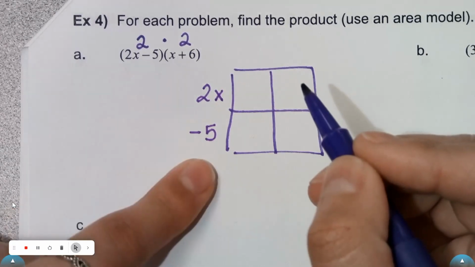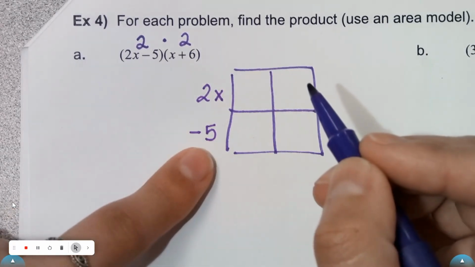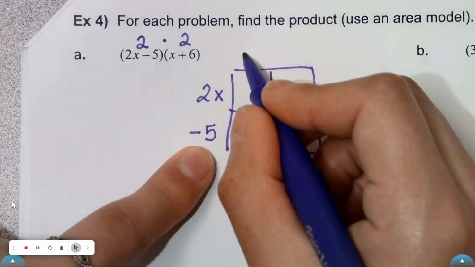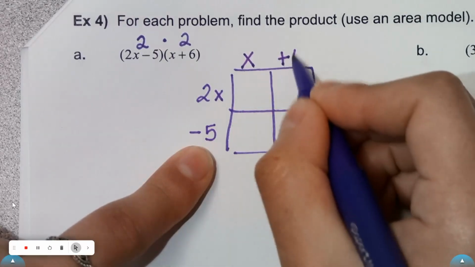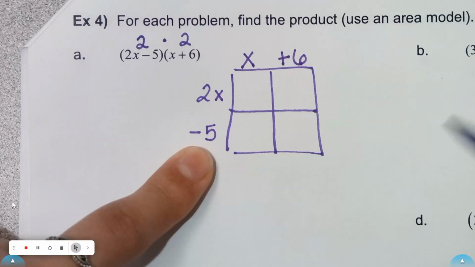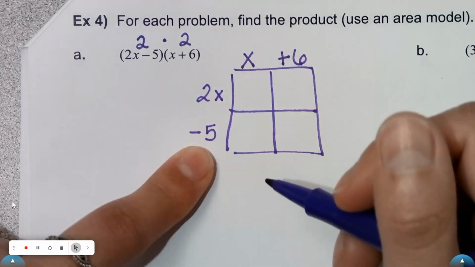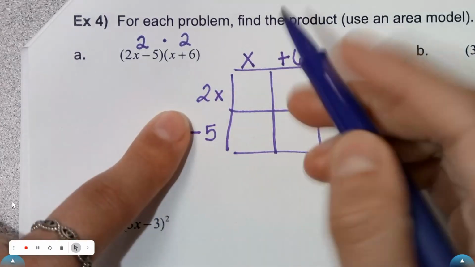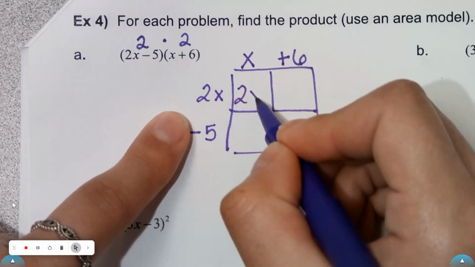Keep the plus or minus with the second term. You see how I move that minus with the 5? And then I'll keep the other one up here, so x plus 6. So you see how I kept the plus with the 6? Then I want to multiply to get the numbers inside the box. So here, x times 2x is 2x squared.